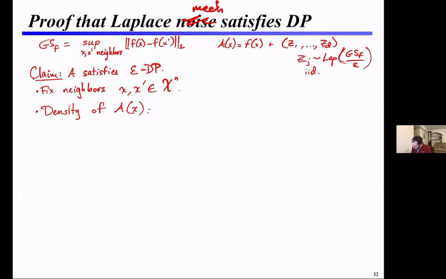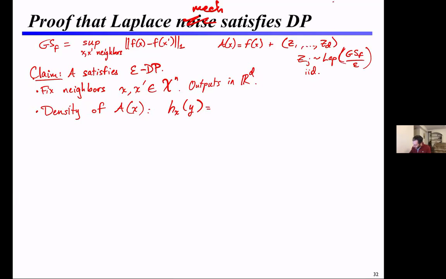We'll call that h sub x, on input some vector y in R to the d, right? So the algorithm produces outputs in R to the d. So the density, because we're adding noise independently to each entry, is really a product of the different densities of the individual components.